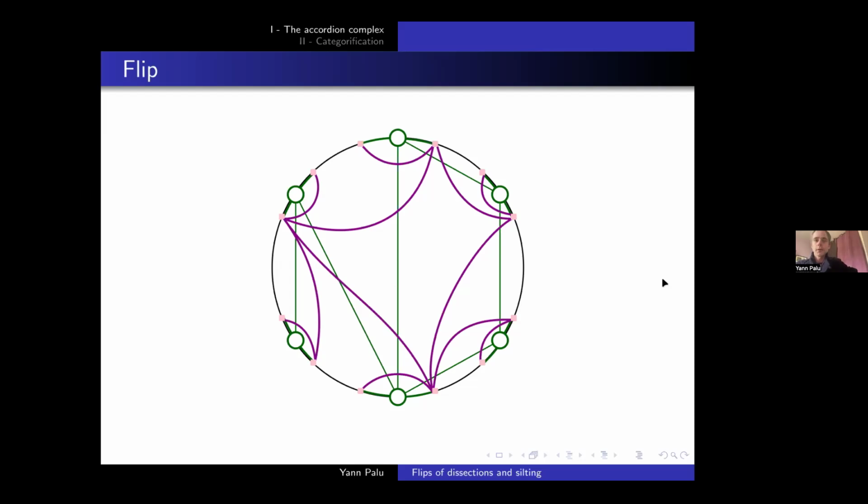The general situation is slightly more complicated and can be illustrated with this flip here. As you can see, there are two ways here to slide along adjacent accordions. You could do it clockwise or counterclockwise. For triangulations, flipping clockwise or counterclockwise gives the same arc, but that's not true for general D dissections. And here we get two different diagonals, but precisely one of these two is not an accordion, and so we just keep the other one. And that's the generic situation for flips of maximal D dissections.